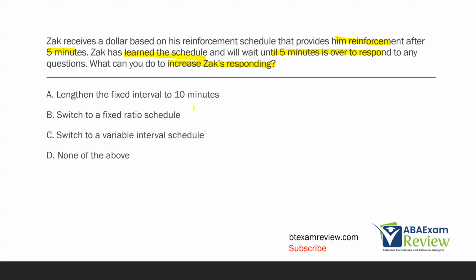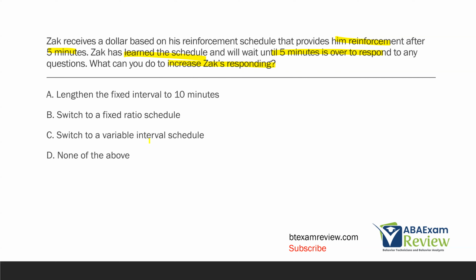B, switch to a fixed ratio schedule. What's wrong with B? Well, B is still fixed, meaning if Zach learned the fixed schedule once, there's a chance he continues to learn the fixed schedule. So in that case, let's say we switch to a fixed ratio 4 where it takes 4 responses. Zach might just wait until he's ready, respond 4 times, get reinforcement. And then he'll wait until he's ready, respond 4 times. That's the issue with fixed schedules. They can be learned and they can be manipulated by the learner. So switching to another fixed schedule doesn't really solve the issue.